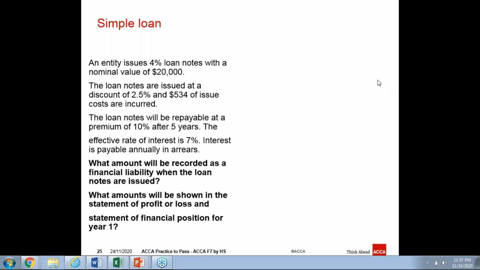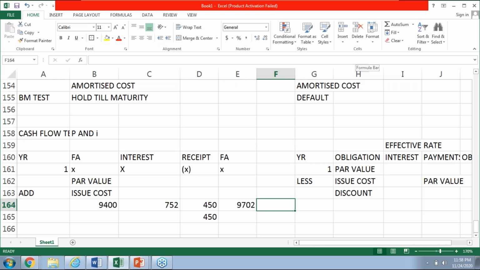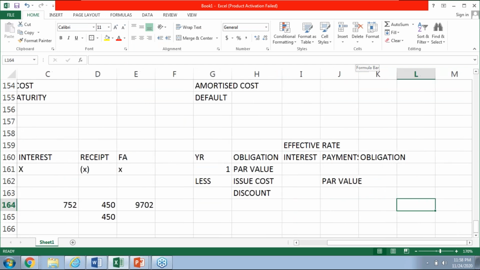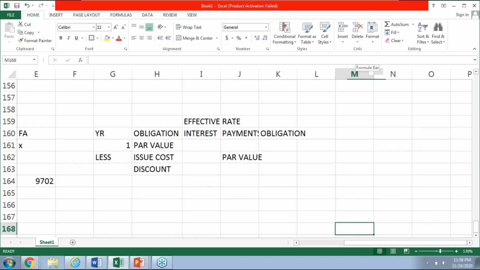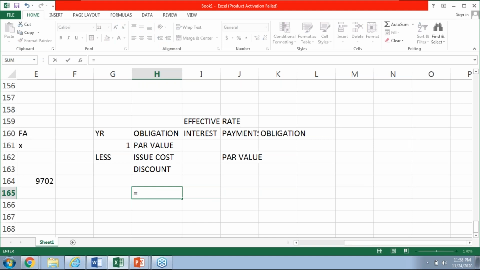So there is actually an issue cost of 534 and a discount of 2.5%. So let's solve it. The par value of the loan is 20,000.